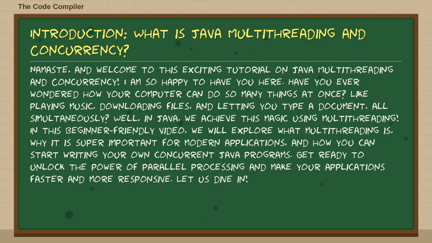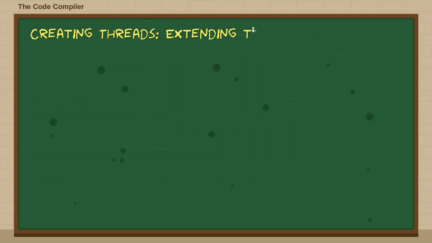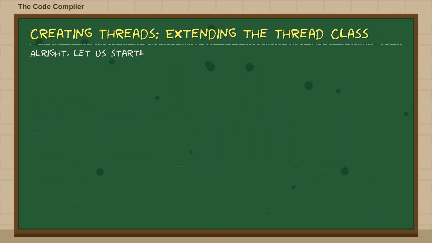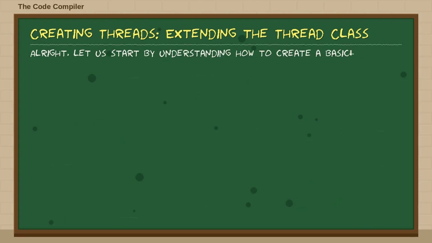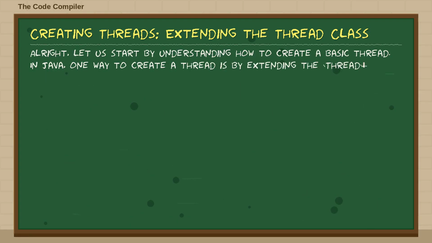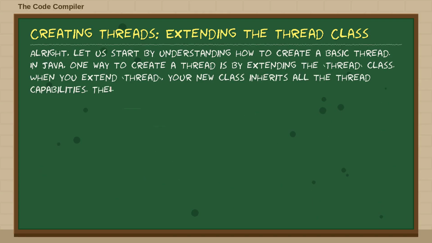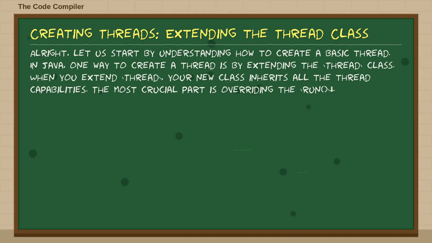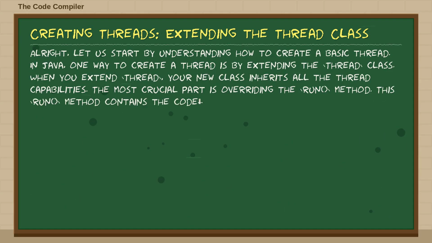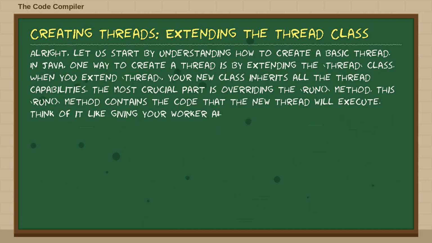Let us dive in. Alright, let us start by understanding how to create a basic thread. In Java, one way to create a thread is by extending the Thread class. When you extend Thread, your new class inherits all the Thread capabilities. The most crucial part is overriding the run method. This run method contains the code that the new thread will execute. Think of it like giving your worker a specific task.